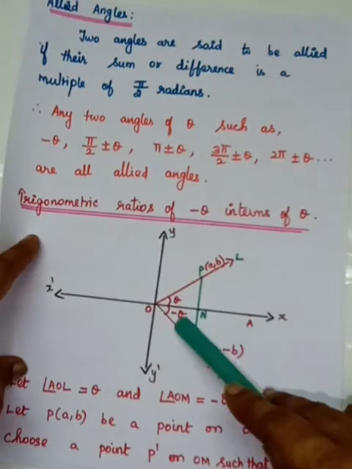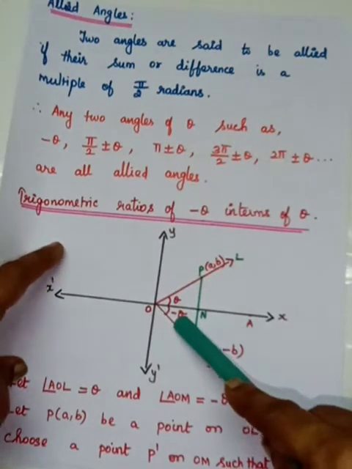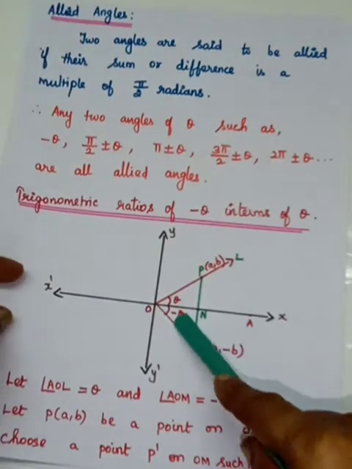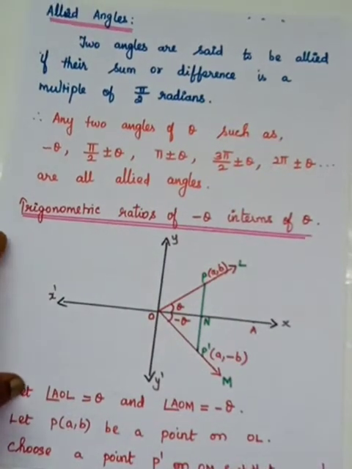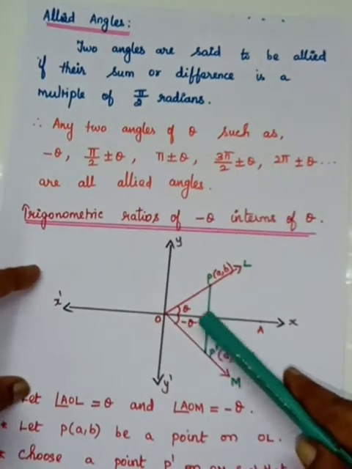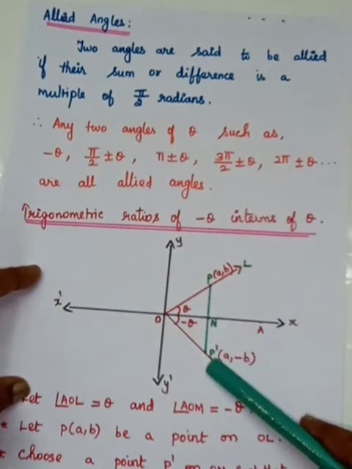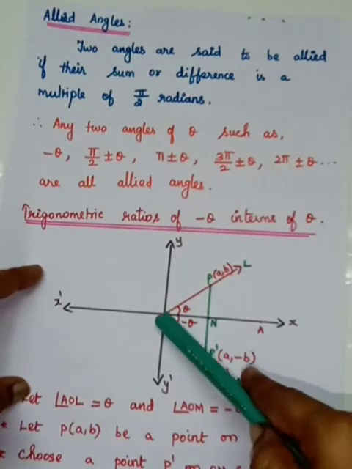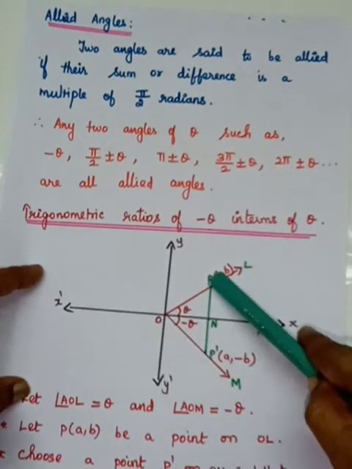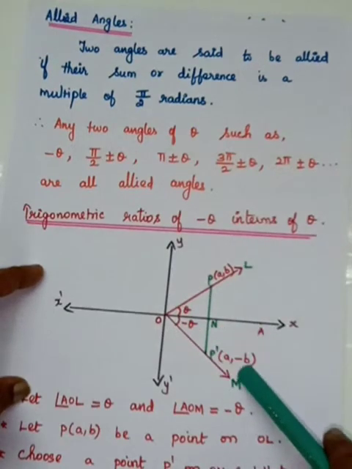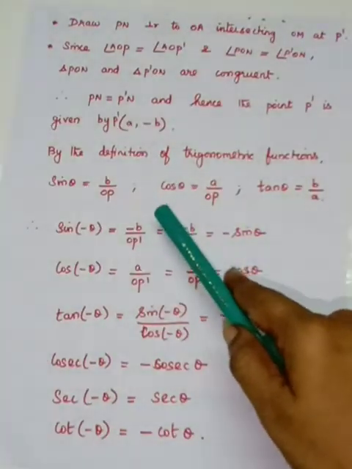Now come to here. This angle is minus theta. The sine of minus theta, what is the same formula? Opposite side by hypotenuse. What is the opposite side? NP dash is the opposite side. And what is the hypotenuse? It is OP dash, which is equal to OP. So what is NP dash? It is minus B. See that?